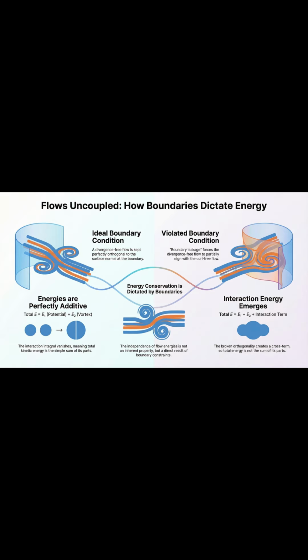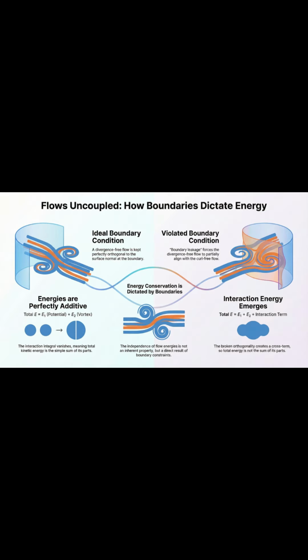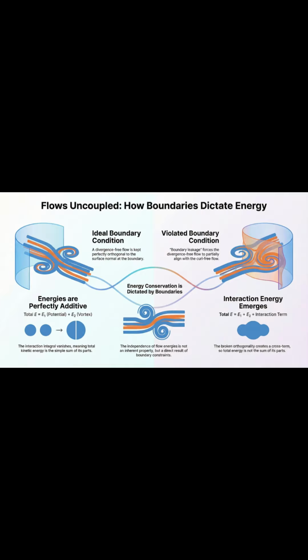And finally, this is where it all clicks with energy conservation. See, when that boundary rule is followed, the energies from our two teams don't mix. You just calculate the swirling energy, calculate the expanding energy, and add them up. Simple. But if there's a leak at the edge, you get this interaction energy, which proves it's the container's limits running the show.